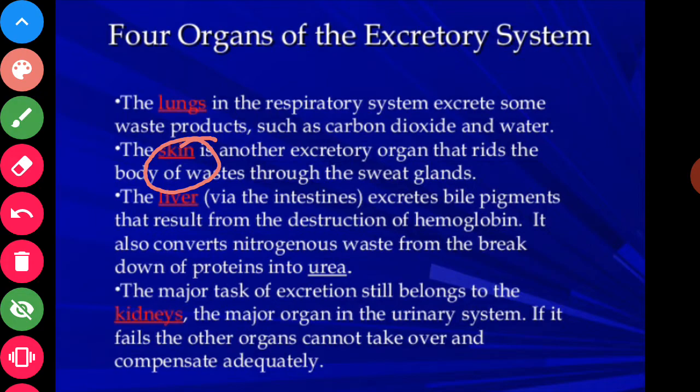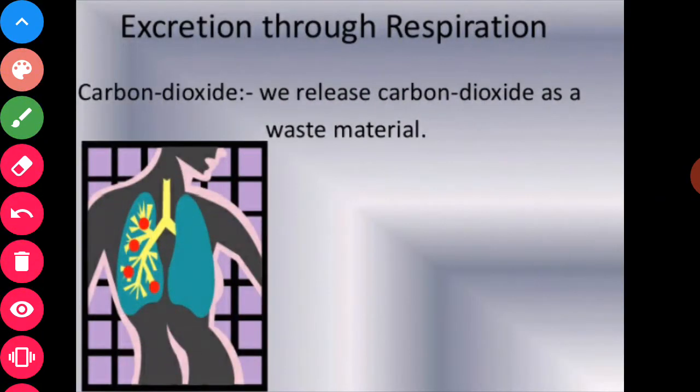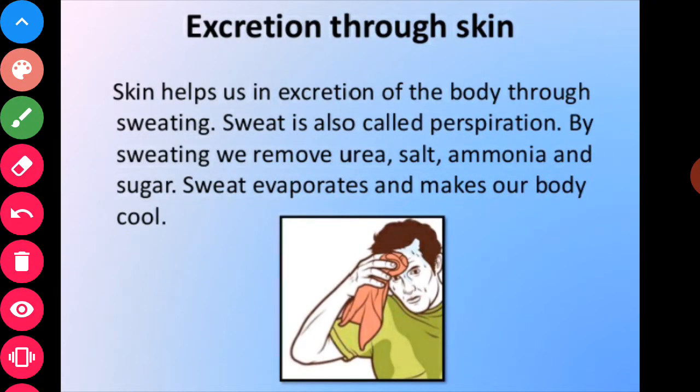Not only water and a small amount of urea, but some other products such as salts, sugar, and ammonia are also excreted through the sweat glands. There are sweat glands under our skin which produce sweat, and this sweat is removed through these sweat pores. Sweating is a very important process because it regulates the temperature of the body and keeps the body cool by losing heat with the evaporation of sweat.